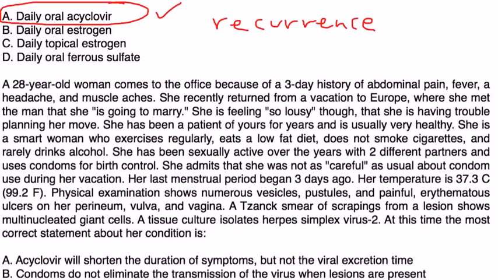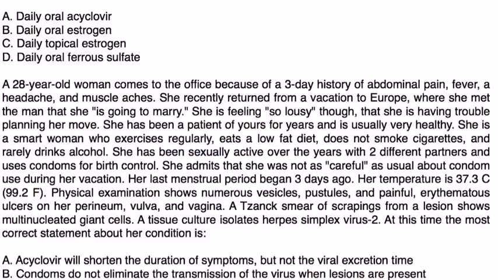And finally, big long one. A 28-year-old woman comes to the office because of a 3-day history of abdominal pain, fever, headache, and muscle aches. She recently returned from a vacation to Europe where she met a man that she is going to marry. She is feeling so lousy, though, that she is having trouble planning her move. She has been a patient of yours for years and is usually very healthy. She is a smart woman who exercises regularly, eats a low-fat diet, does not smoke cigarettes, and rarely drinks alcohol.